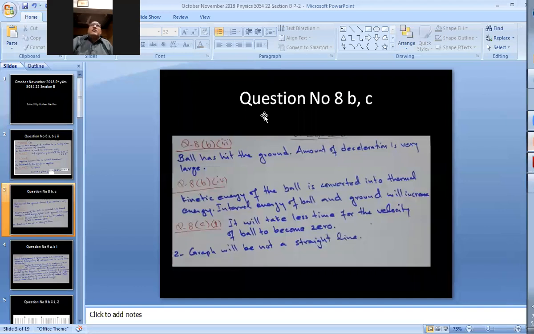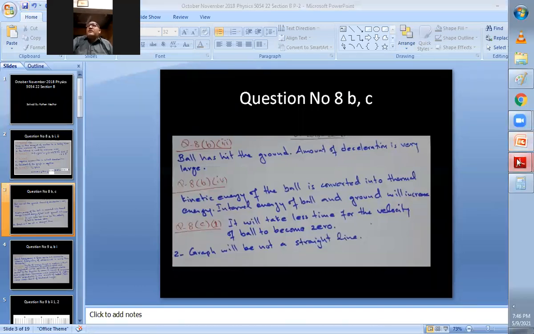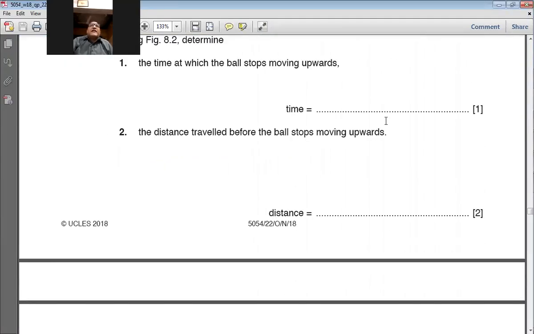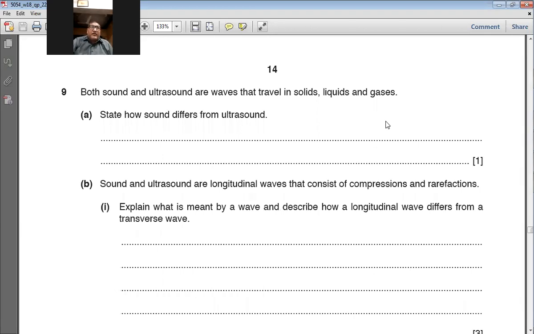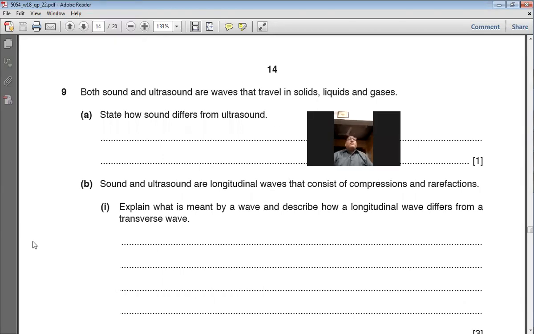Let me save this. Okay, now we are moving to the next part. That's question number 9 coming up on your screen. The first question: both sound and ultrasound are waves that travel in solids, liquids, and gaseous states. How does sound differ from ultrasound?